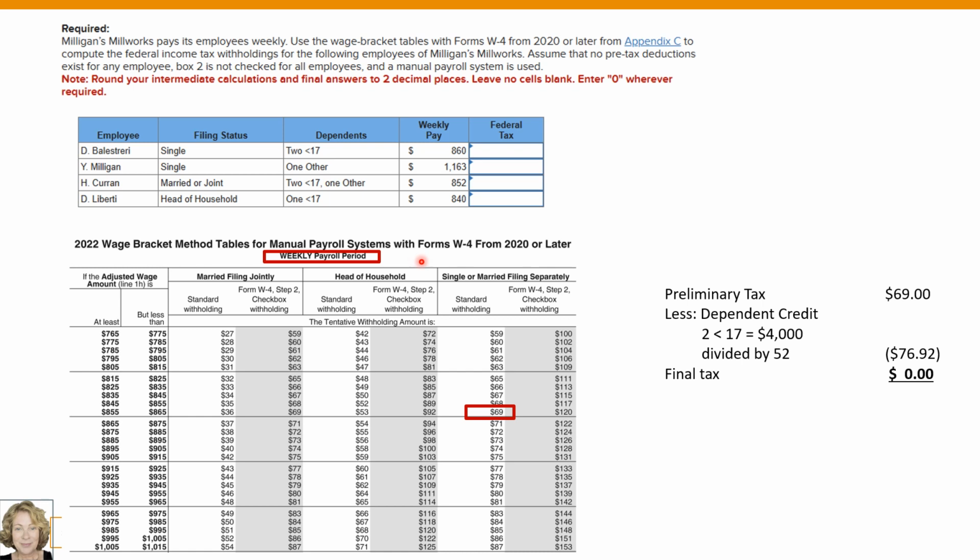So here we can see that the preliminary tax rate is $69. But the employee still gets credit for the 2 dependents under 17 for $2,000 each. We divide the $4,000 by 52 for $76.92, which reduces the tax down to 0. Take a look at the next employee, Y. Milligan. In this case, the employee has 1 other dependent, which means that the annual credit is only $500. Please give it a try.